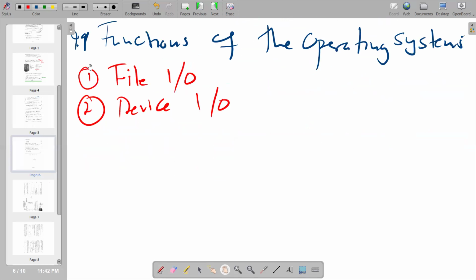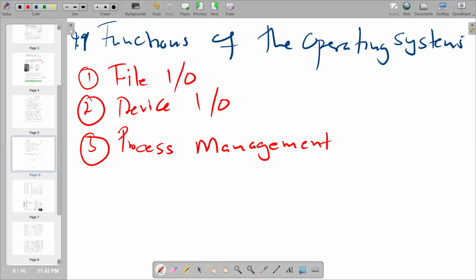Then we look at the next one, number 3, process management. Process management controls and manages all processes taking place in the CPU. And the CPU, you know, is the central processing unit. Then lastly, the 4th one, we have memory management.